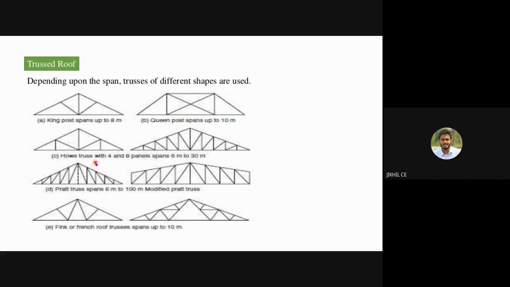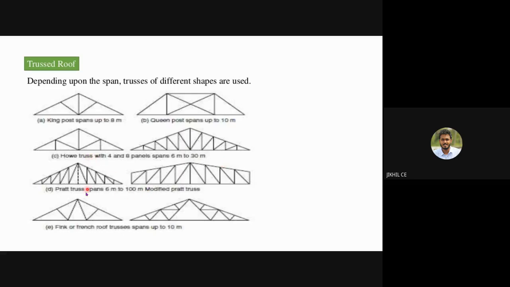And the other established truss models include the Howe truss with 4 and 8 panels. So the number of panels. This is panel 1, 2, 3, 4. The number of panels and the span are interrelated. So if you want to go for 30 meters, you have to go for a greater number of panels.